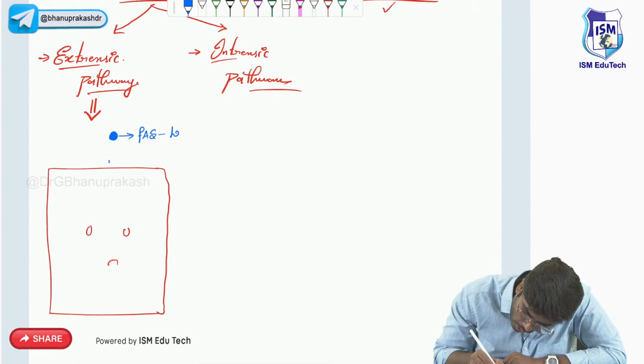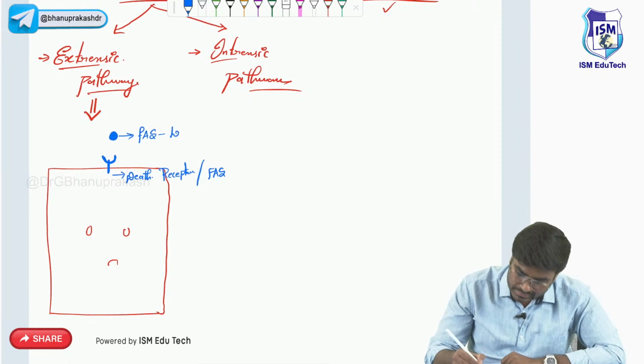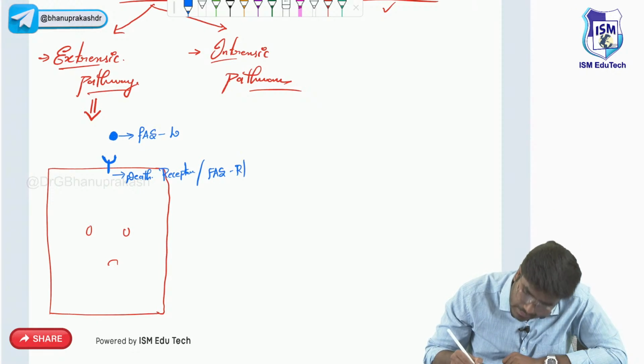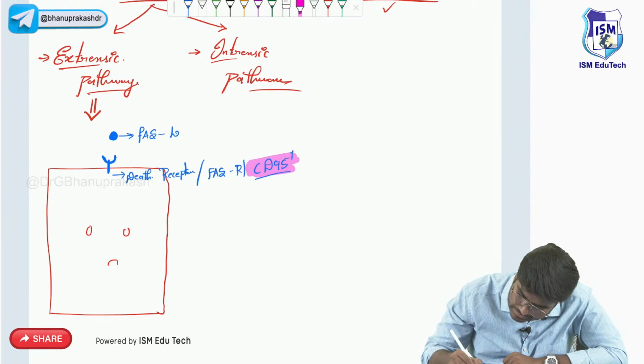Now, on all your cells, guys, there is a receptor present called the death receptor, or FAS receptor, which is also called CD95. Very, very important. MCQs repeatedly ask: CD95 is the death receptor.